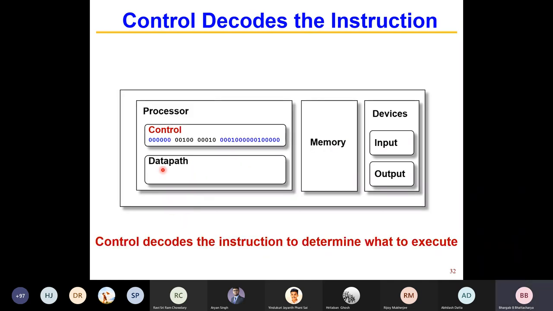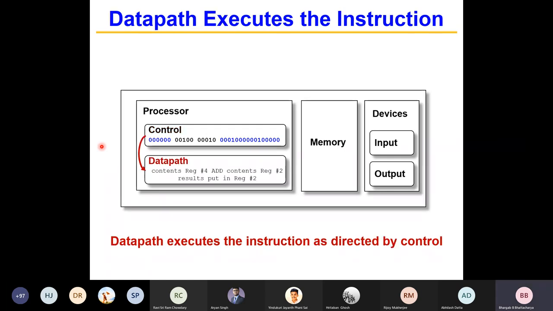Okay, so the controller examines this instruction and takes appropriate action. The instruction says that the content of register 4 must be added to the content of register 2, and the result should be saved in register 2 again. So that is the meaning of this instruction.